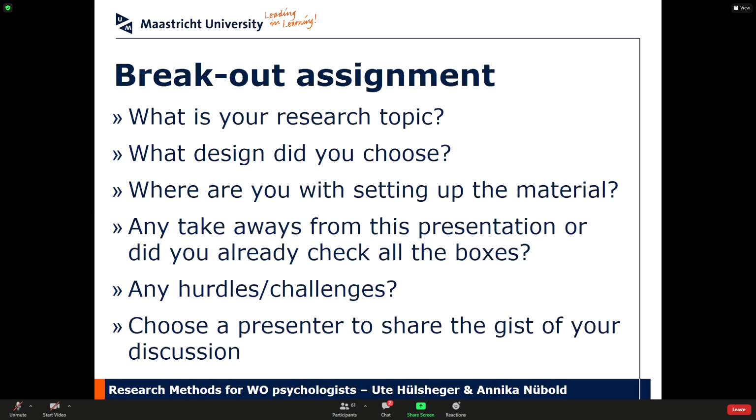Now, I have a little breakout assignment for you. So I will randomly assign you to breakout rooms of 5 people. And maybe you can share with each other very quickly your research topic, but a one-sentence thing, so don't explain the whole theory behind it. What design did you choose? So diary, cross-section, longitudinal, experiment. Where are you with setting up your material? Maybe you can share that.